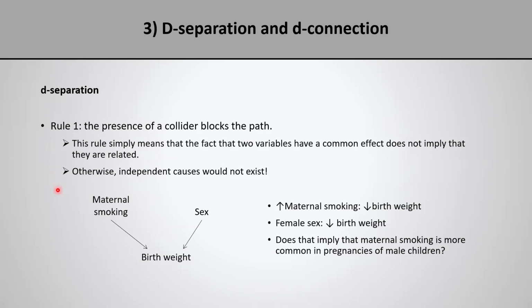So here consider the simple example where we have maternal smoking affecting birth weight and sex affecting birth weight. Would we say that maternal smoking and sex are correlated with one another just because they both affect birth weight? No, I mean, we would not say that. The fact that they both affect the same variable does not in any way imply that they are related to one another. Of course, they could be.